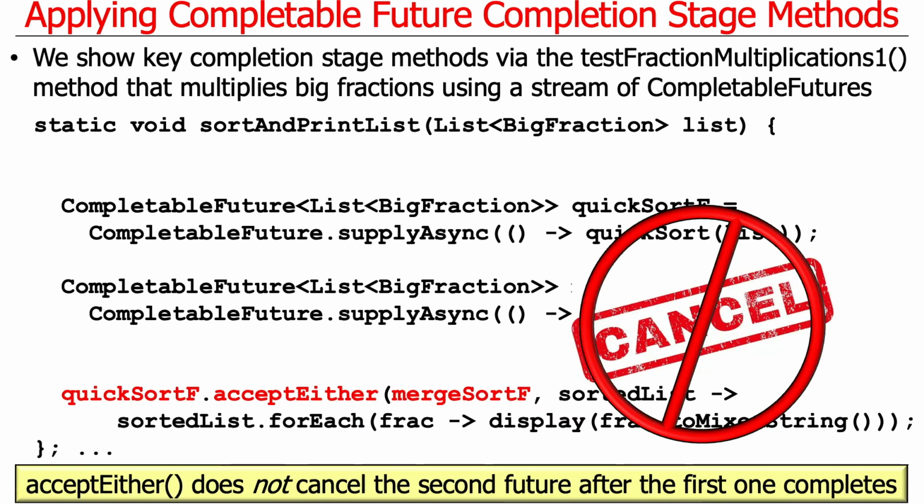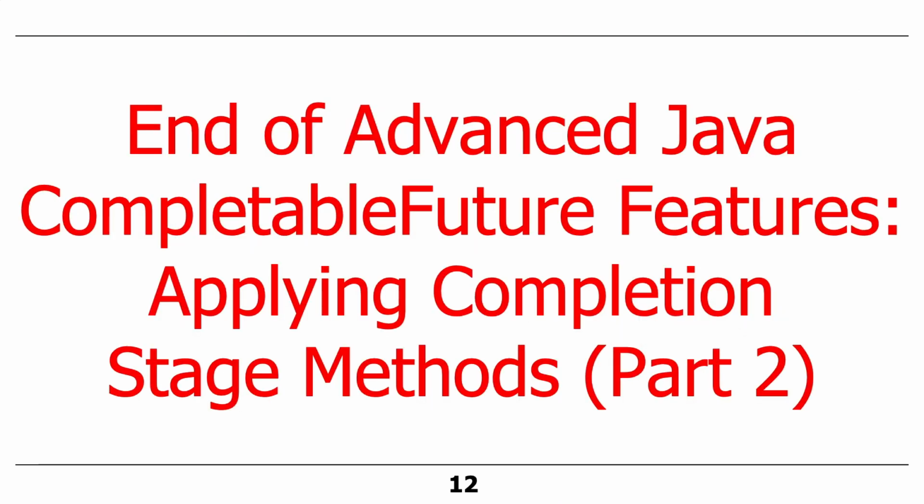Remember that acceptEither doesn't cancel the second future after the first one completes. So there will not be any cancellation. The other sort that finished second will just finish up what it's doing, will not be shut down. That's OK. So that's the end of the discussion of the second part of this.